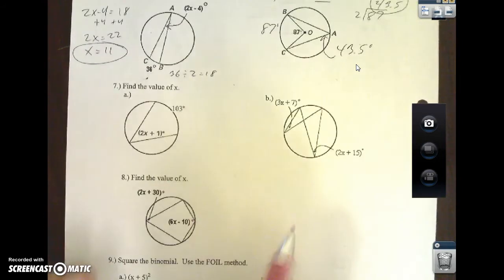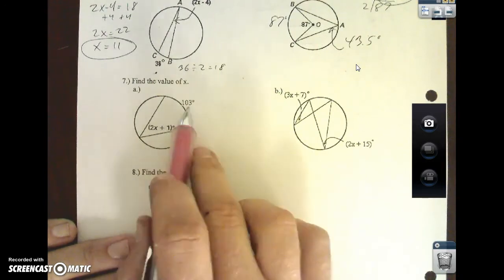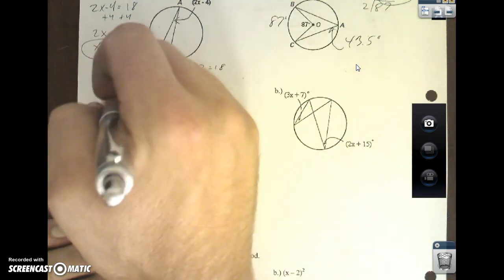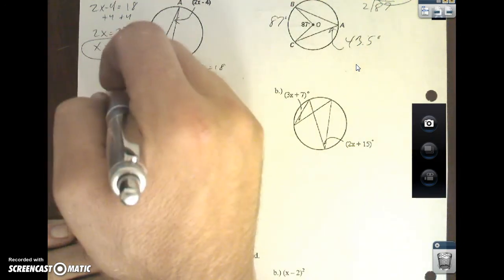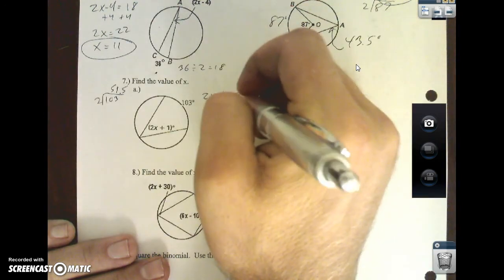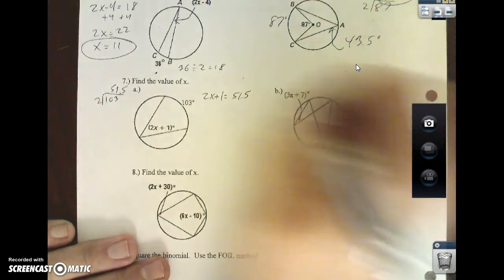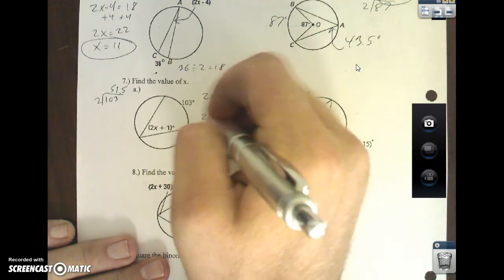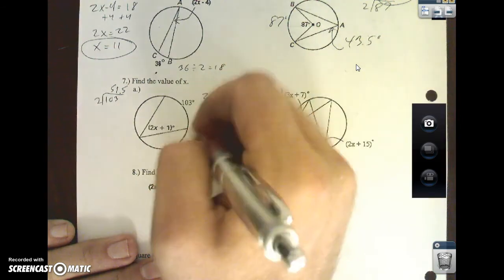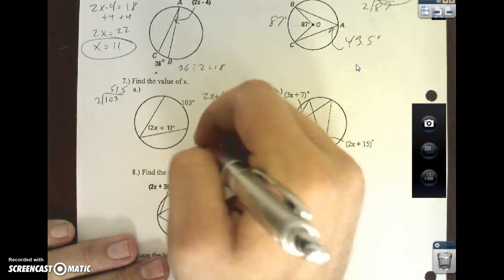7A and B, much the same. This is half of it. Okay. So 2x plus 1 equals half of 103. So 103 divided by 2, 51.5. Please do not panic about decimal, you're okay. Subtract 1 from both sides, 2x equals 50.5. Divide, we get x equals 25.25.